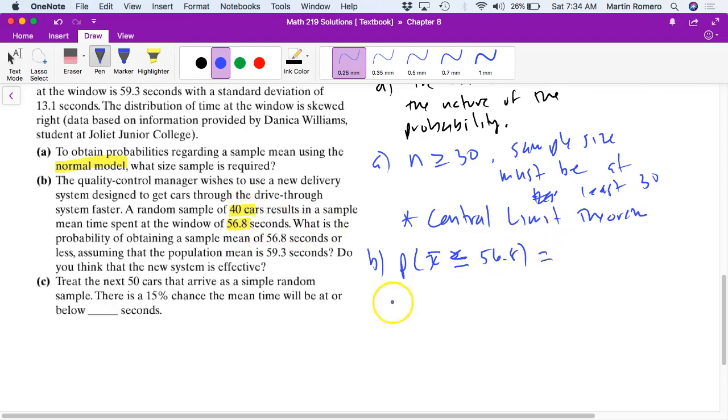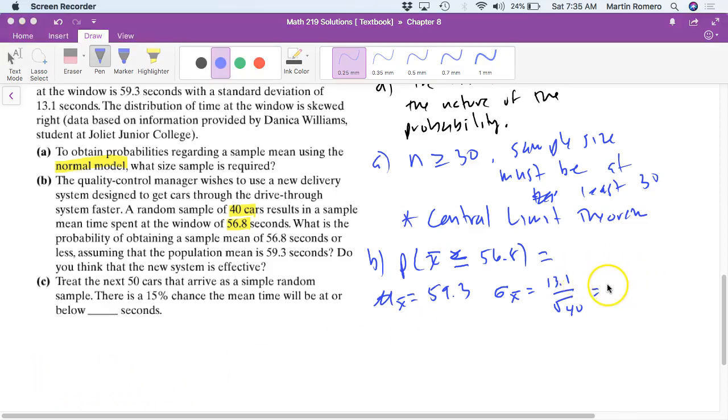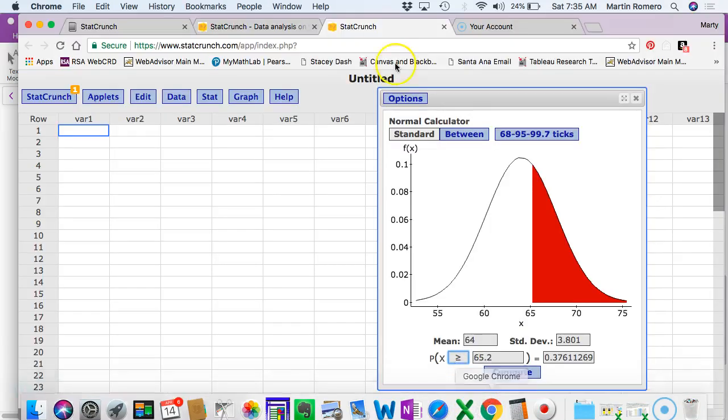In this case, we know what the mean is. It's going to be 59.3. We need the standard error, or the standard deviation of the distribution of means, and that's going to be 13.1 divided by the square root of 40. So we need that calculation right there. And when we do that calculation, we get 2.071. And so then we're going to put that into StatCrunch.